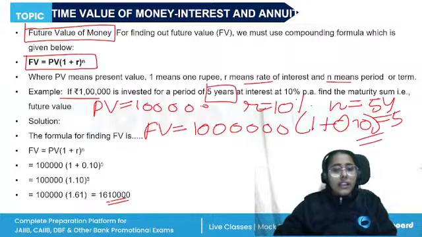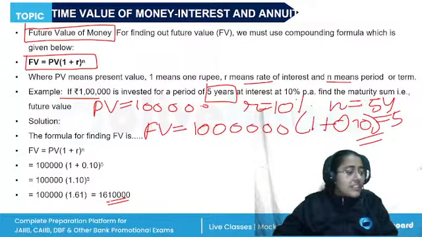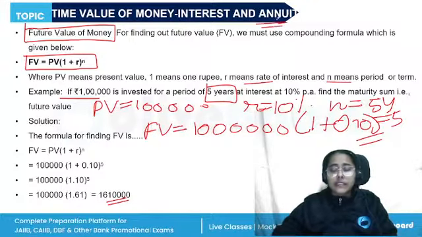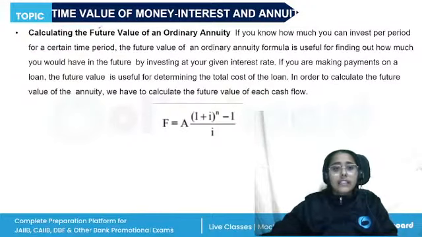Alright, so you can take many examples to calculate simply by seeing the table, which makes our calculations even easier. All right. So this we have seen, the calculating of the future value. Now, what about the future value of the annuity? So, calculating the future value of an ordinary annuity.